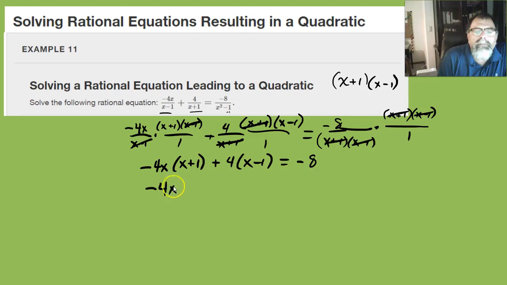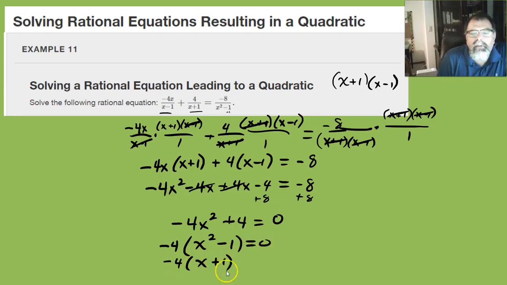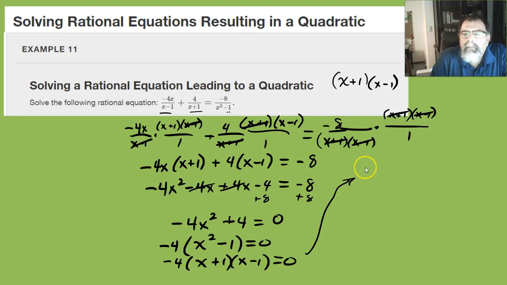Distribute, so negative 4x squared minus 4x plus 4x minus 4 equals negative 8. You can see this is a quadratic equation. These cancel, and we're going to add 8, so we get negative 4x squared plus 4 equals 0. We can factor out a negative 4, and then we get x squared minus 1, which is our difference of squares again. There's our friend, x plus 1, x minus 1. Then set each of those equal to 0. Negative 4 equals 0? Well, there's no variable here, so that goes away.